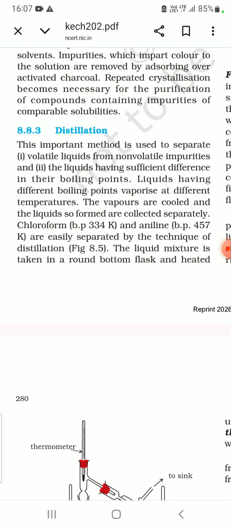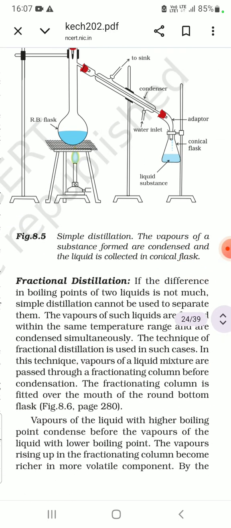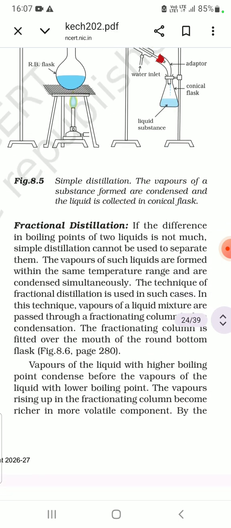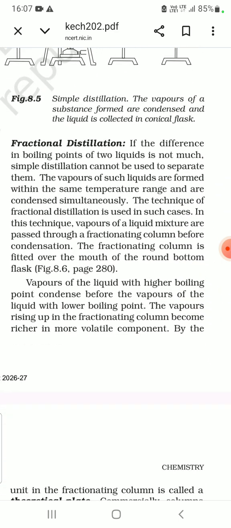And next, this diagram is of simple distillation. Vapors of the substances formed are condensed and the liquid is collected in the conical flask. Next is fractional distillation. Fractional distillation is used if the difference in boiling points of the two liquids is not much. Then simple distillation cannot be used, and fractional distillation is used if the difference in the boiling point is not much.